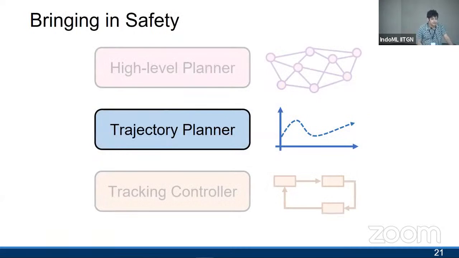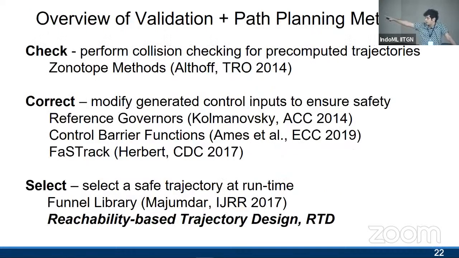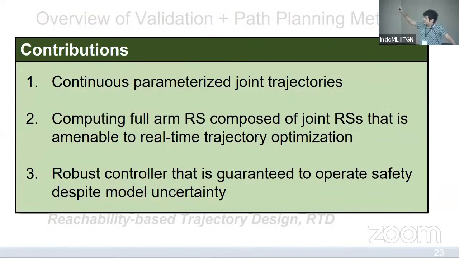So what my group has done is develop a method where we introduce safety one level up, which is at the trajectory planner level. And in fact, we call our method RTD, reachability-based trajectory design, and it's essentially a method that I'll call select, which is it is doing selection over reachable sets that are essentially safe at runtime. It doesn't pre-compute trajectories. It actually generates the trajectories at runtime in order to say something about safety. The key takeaway points, as I'll describe here, is that it's continuous. It's optimizing over a range of trajectories rather than just a finite number of them. And it's actually computing a full reachable set. And I'll talk about how that's done.